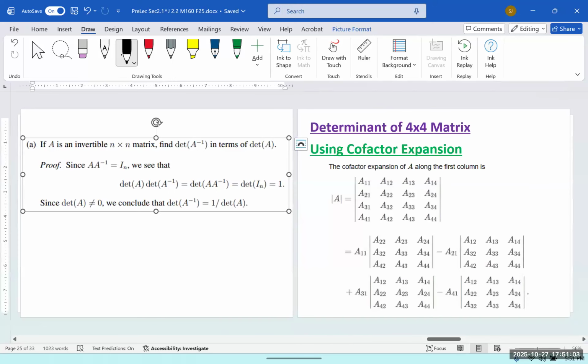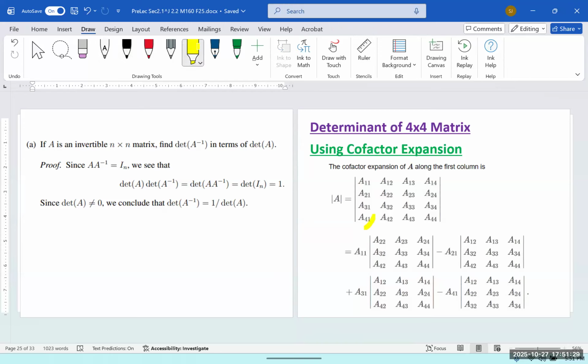So how do you find the determinant of a 4x4 matrix? There are three methods. The first one is using cofactor expansion, where you take one full row or one full column and then expand your matrix around that row or that column. For example, here they decided to expand around the first column.